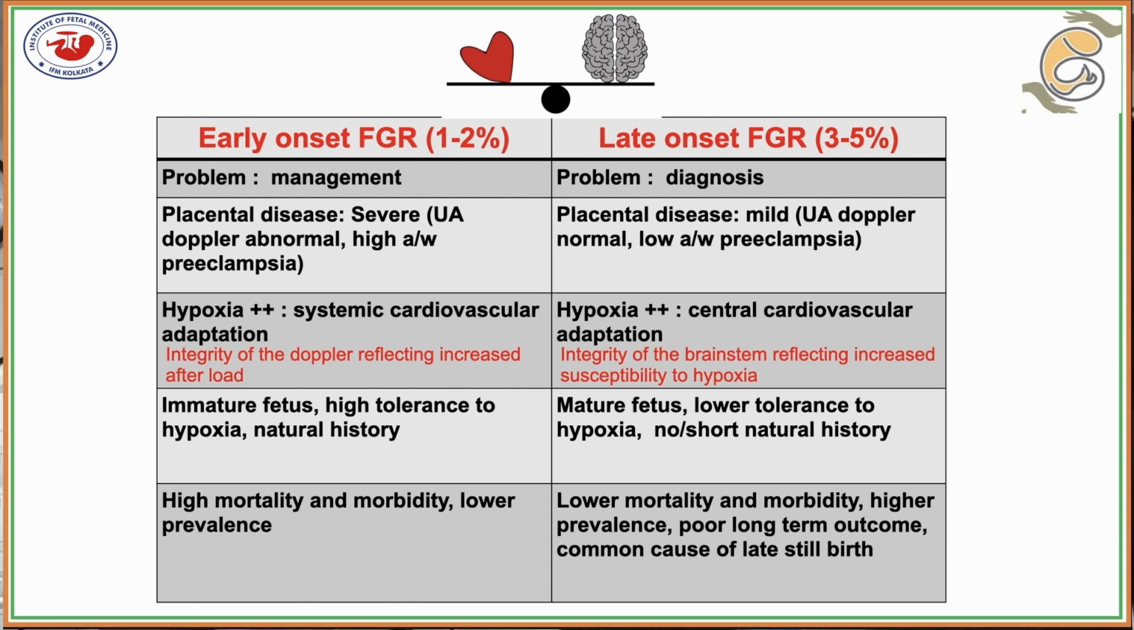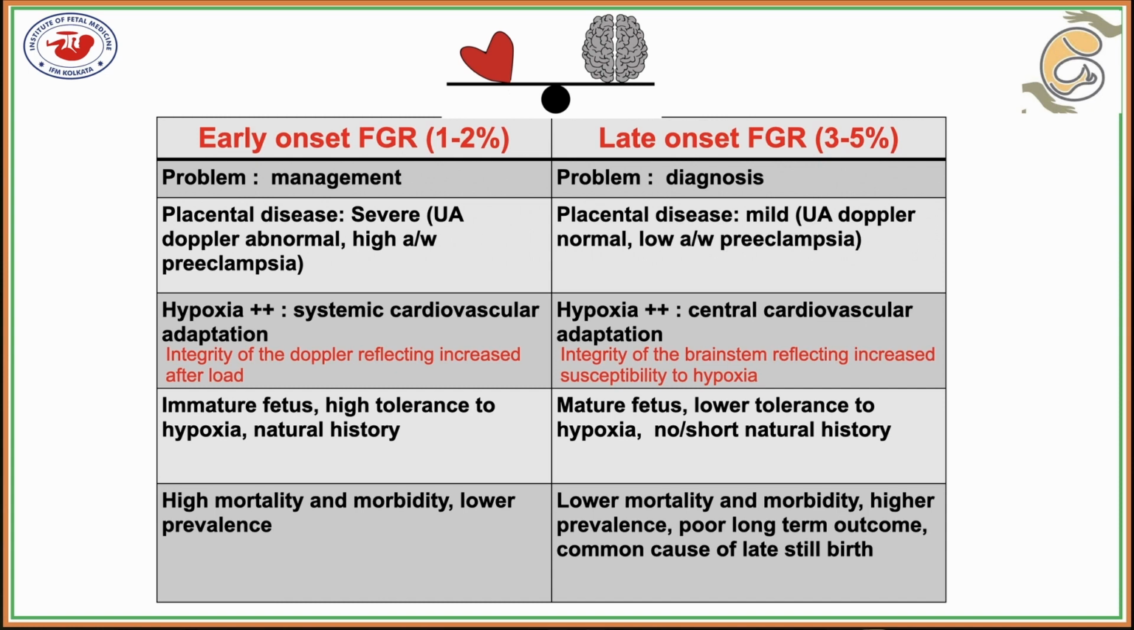So here the central role is the cardiovascular adaptation. In early onset, this is a systemic cardiovascular adaptation because of the umbilical artery, and in late onset there is a central cardiovascular adaptation because of the brainstem phenomenon, right? The same thing is reflected here. There is high tolerance to hypoxia in early onset because there is an immature brainstem, and when the brainstem starts getting matured, they have low tolerance to hypoxia, because even a small amount of hypoxia will trigger the brainstem to act on that, right?